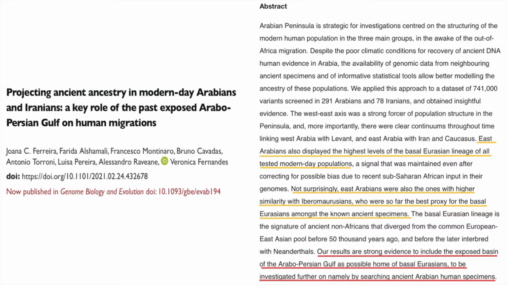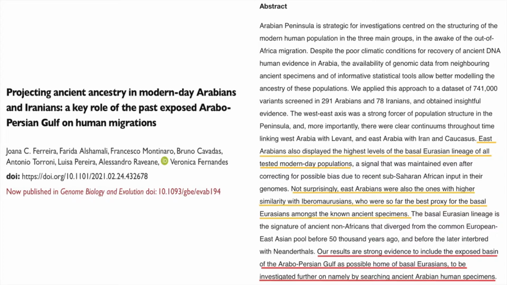And this is from Projecting Ancient Ancestry in Modern-Day Arabians and Iranians: A Key Role of the Past Exposed Arabo-Persian Gulf on Human Migrations. And so it reads, East Arabians also display the highest levels of Basal Eurasian lineage of all tested modern-day populations.